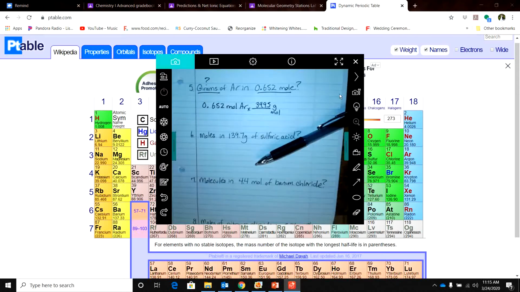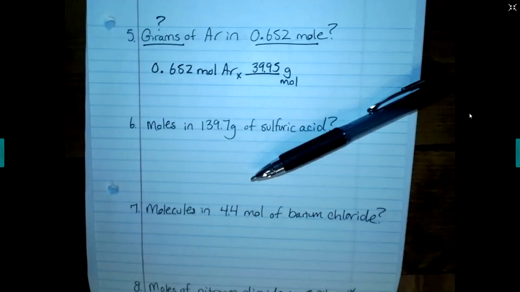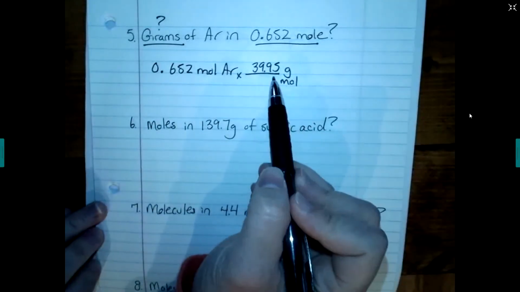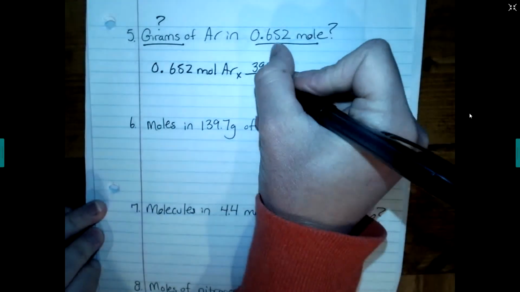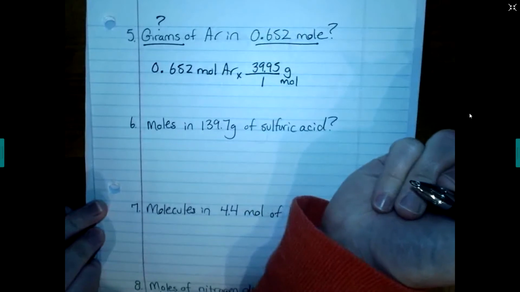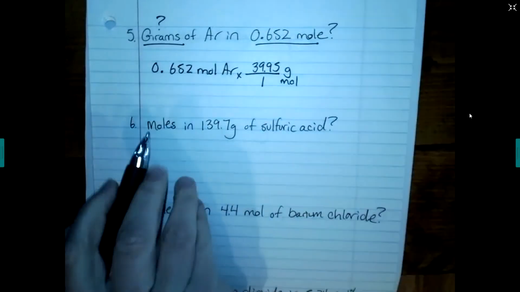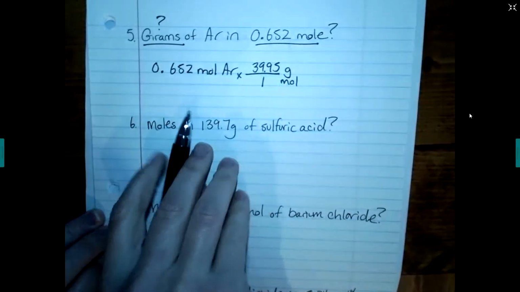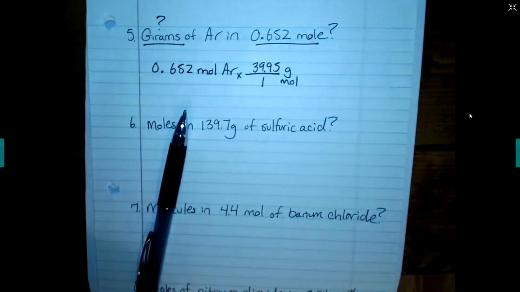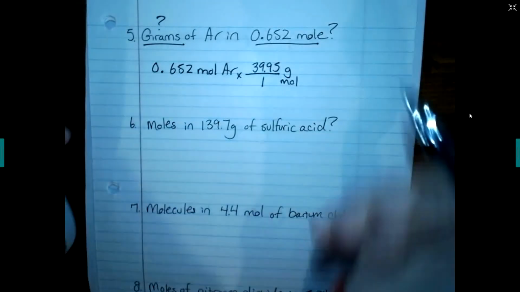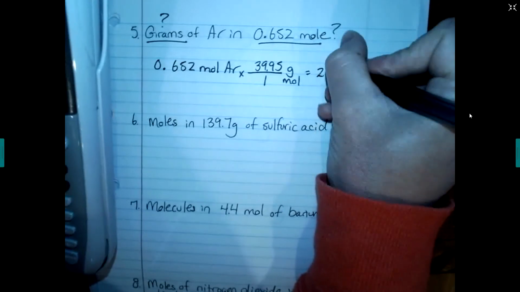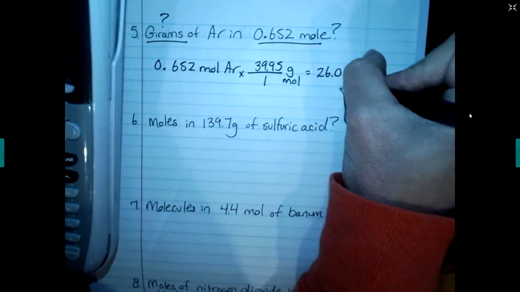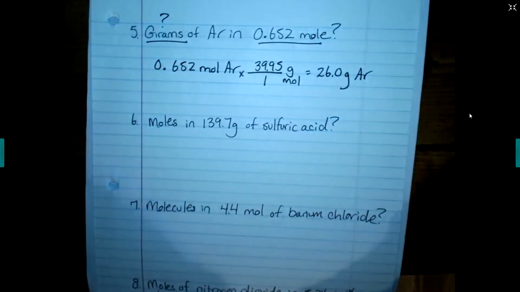And I'm going to put that next to grams, because remember, that's how many grams there are in 1 mole of argon. So now you can see all I need to do is multiply across. So I'm going to type in 0.652 times 39.95, and I get 26 grams of argon as my answer.